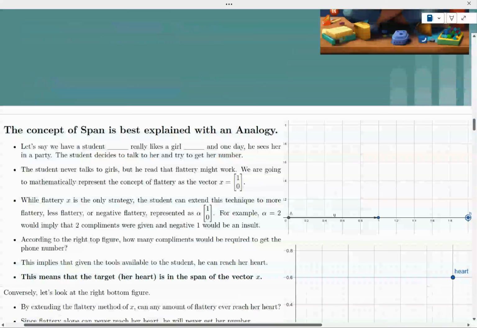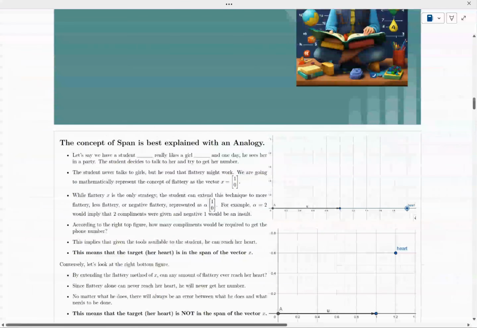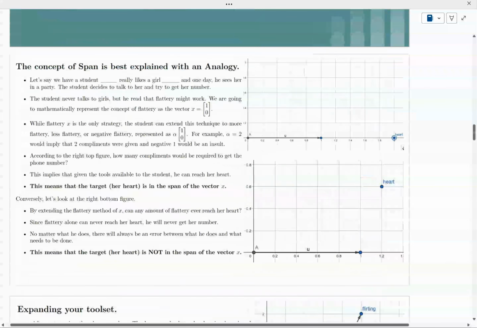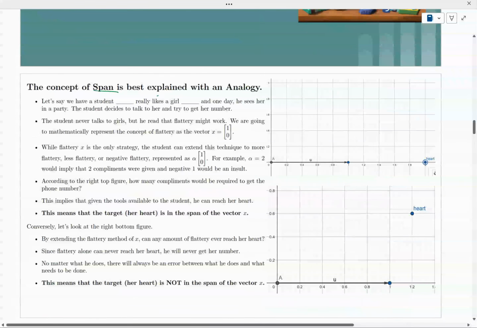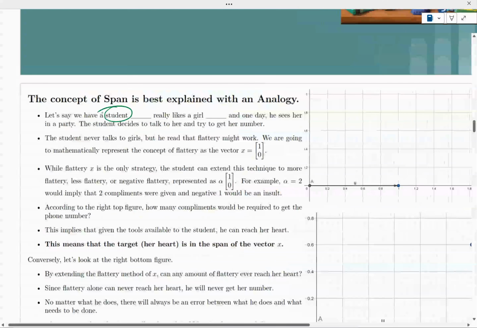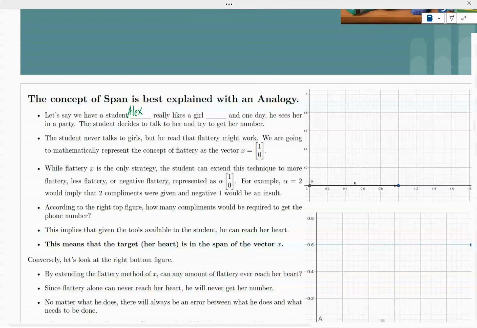Now, this example is much better understood through this example. So let's say the concept of span is best explained with an analogy. Let's say we have a student, a boy. We'll make this boy Alex, and Alex really likes a girl, Anushka. Okay, so Alex likes Anushka, and one day Alex sees her at a party.